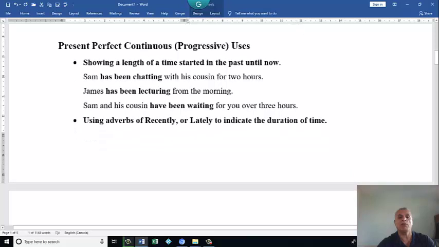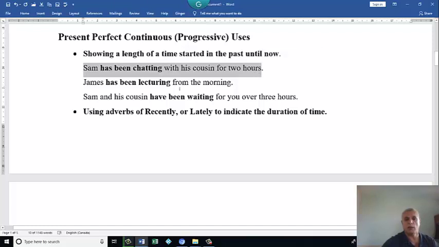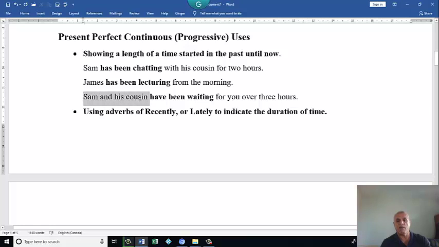When we use present perfect continuous or present perfect progressive, we are showing a length of time started in the past until now. For example, Sam has been chatting with his cousin for 2 hours. The second one, James has been lecturing from the morning. Then here, Sam and his cousin have been waiting for you over 3 hours.